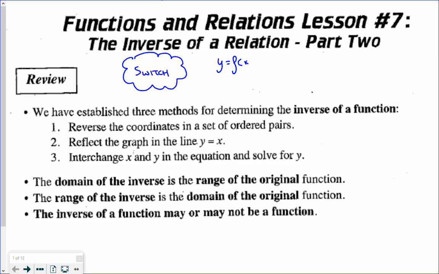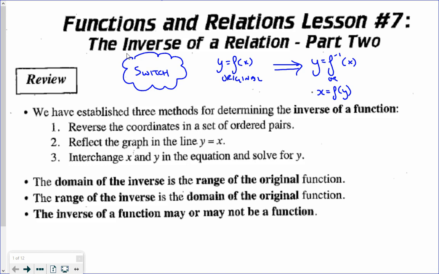So if y equals f of x is the original, then we show the inverse in one of the following two ways. We'll either show it like that, or we will show it like that. So there's three things that you need to know about inverse. You need to know how to graph, you need to know how to find the equation, and you need to understand about domain and range.